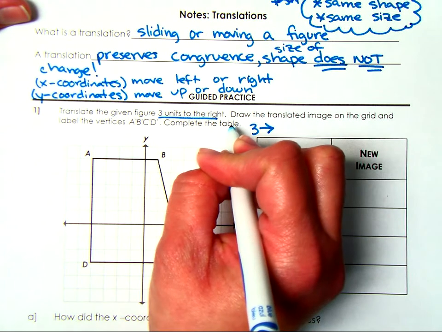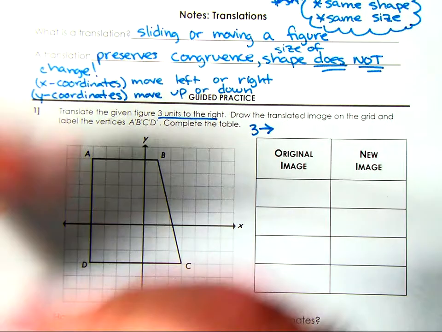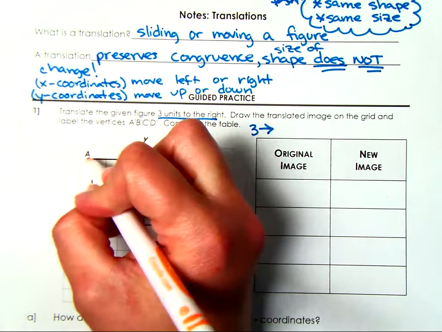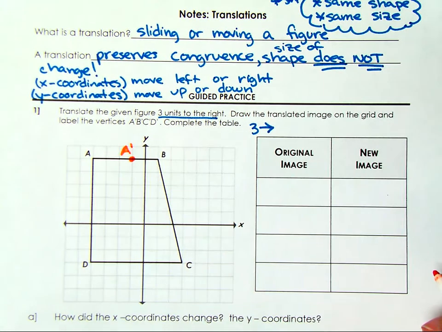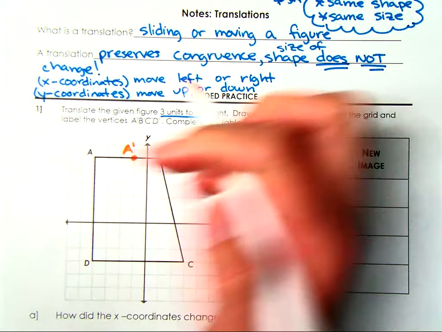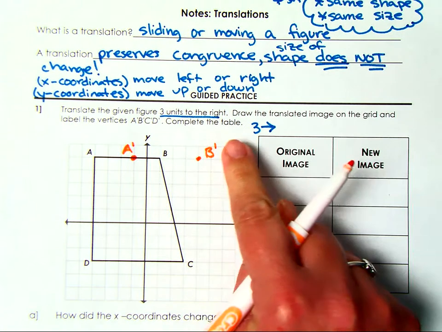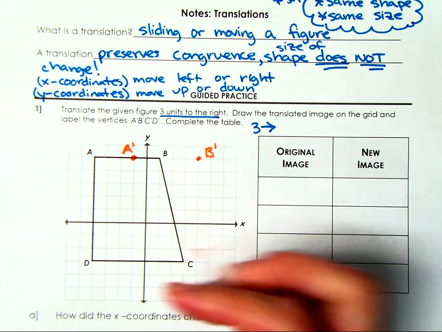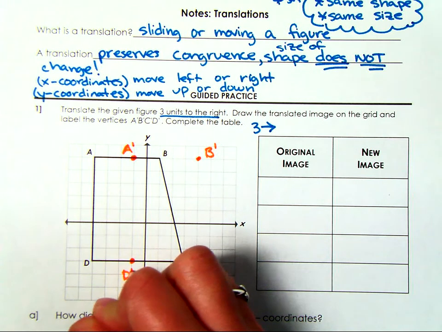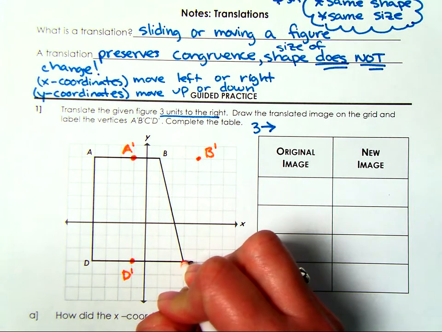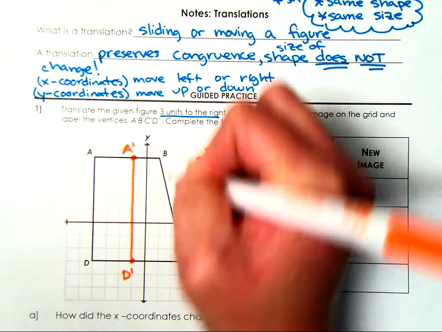If I'm going 3 to the right, that means I'm going to do this actually in a brighter color for us. I'm going to go 3 to the right. So I'm just going to go 1, 2, 3 to the right. And that's my new ordered pair for A. So A prime. Then B, 1, 2, 3 to the right, so that's B prime. It didn't tell me I was going up or down any, it just said going 3 units to the right. So D prime is going to be 1, 2, 3 units to the right of your original ordered pair for D. And then C prime, 1, 2, 3. And then we can connect these.